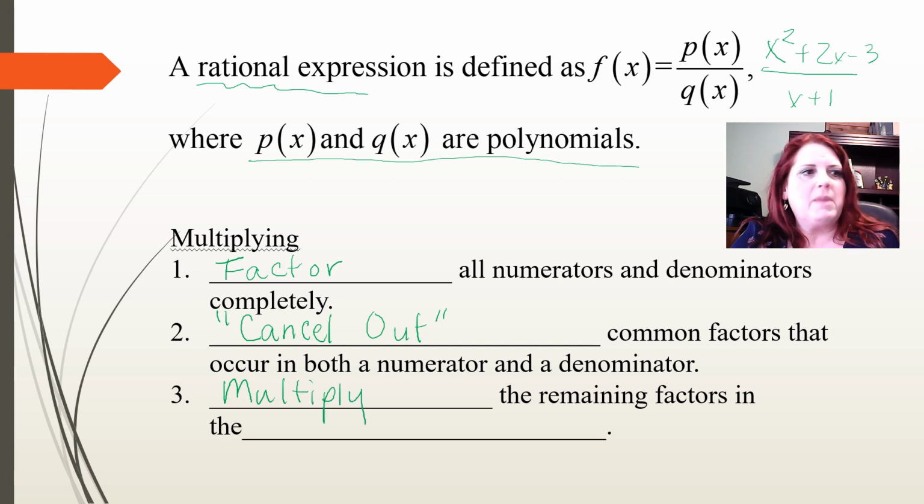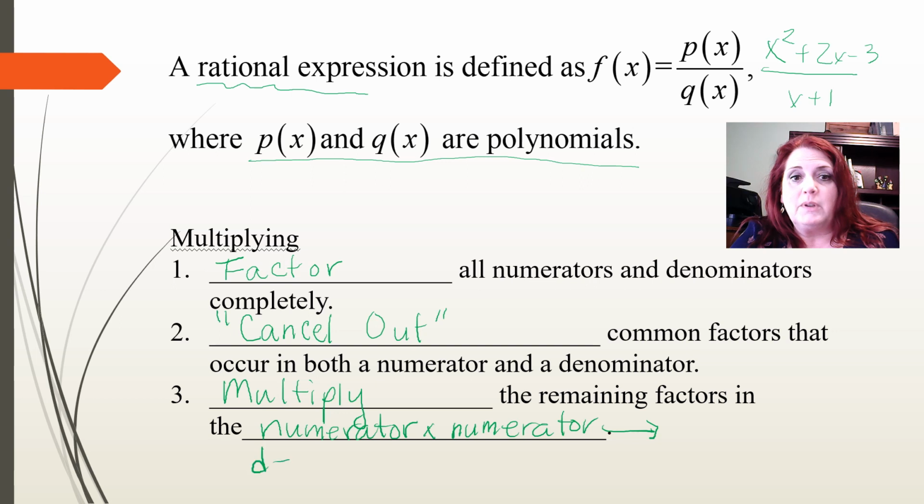Multiply the remaining factors in the numerator, and we'll do numerator times the numerator for the resulting numerator, and we're going to multiply the denominator by the denominator for the resulting denominator.